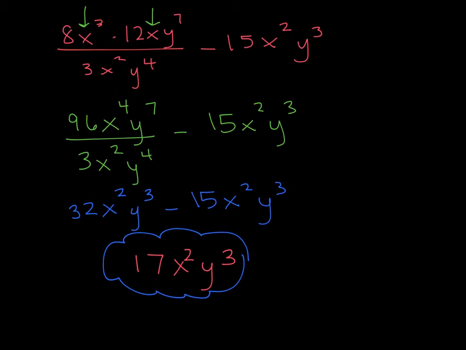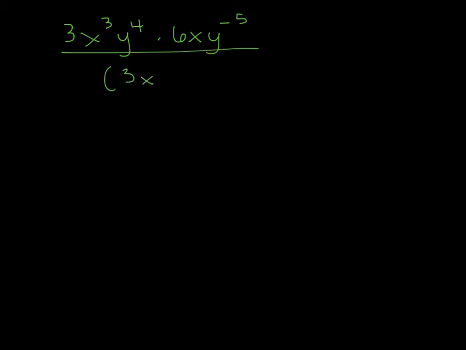I am going to also work one from the right side. I'm actually going to work the one that is right next to the word brown. So let's go ahead and look at that one. So that problem was 3x to the 3rd, y to the 4th, times 6xy to the negative 5, and it's being divided by the quantity 3xy squared.